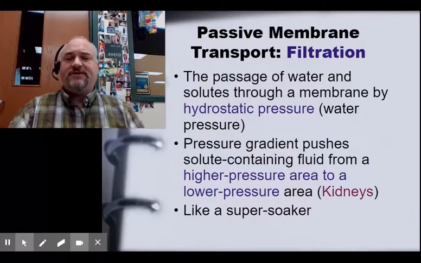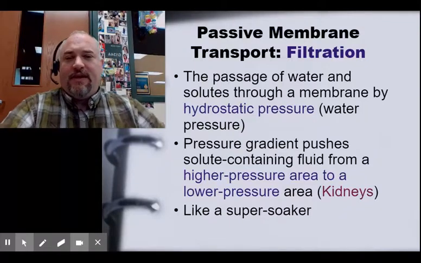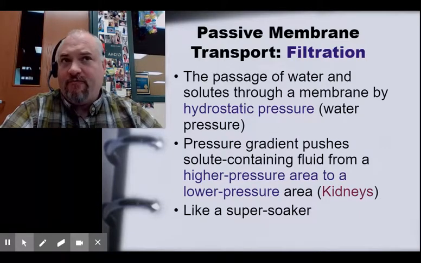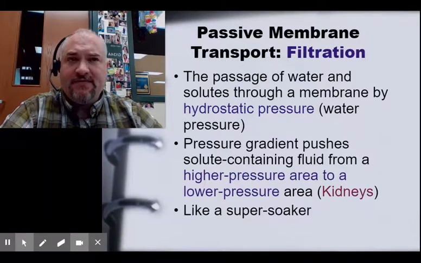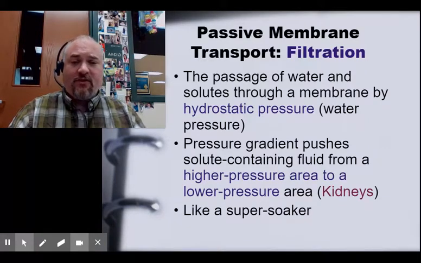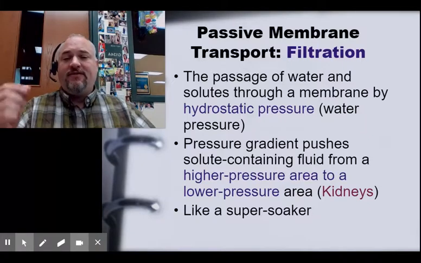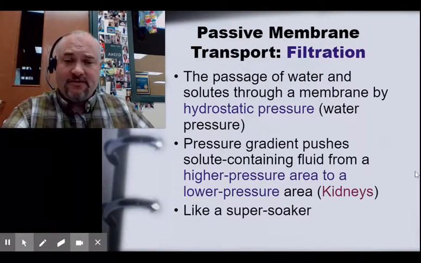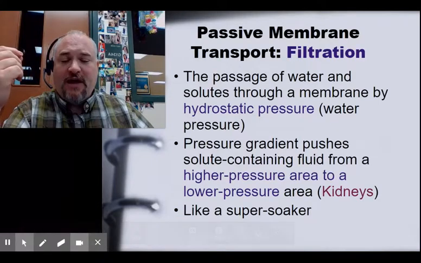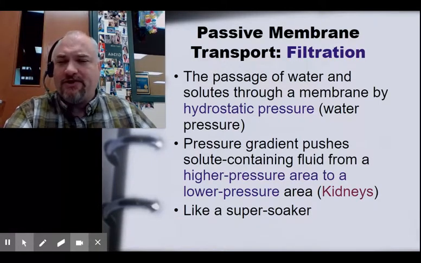So our last slide on this section of notes is transport called filtration. As far as the membrane, it's not doing any actual work here, so it's passive, but there is energy being expended by the organism. Not necessarily the cell that the material is passing through, but by the organism. This is called filtration. This is the passage of water and solutes, depending on how your membrane's set up, powered by hydrostatic pressure. So just water pressure.